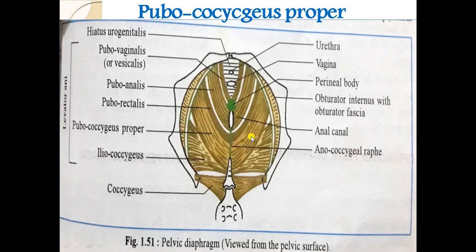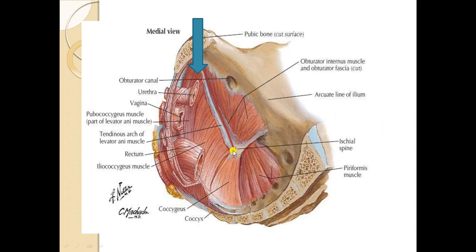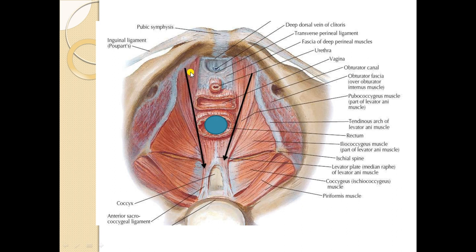Next we will see the second muscle, the puborectalis muscle. Here also you can see this is the coccygeus muscle, and this is the tendinous line, and here we are seeing the iliococcygeus group of muscle, and this is the pubococcygeus muscle. This pubococcygeus muscle extends backwards, inserting into the lower tip of the coccyx bone and anococcygeal raphe, and it is overlapping the iliococcygeus muscle. Here also you can see the pubococcygeus proper overlapping the iliococcygeus muscle and inserting into the tip of the coccyx and anococcygeal raphe.